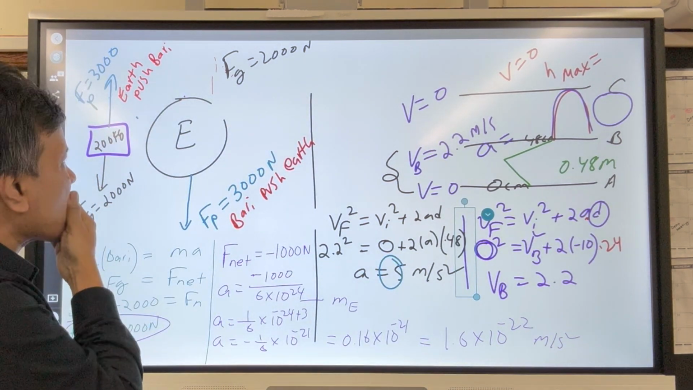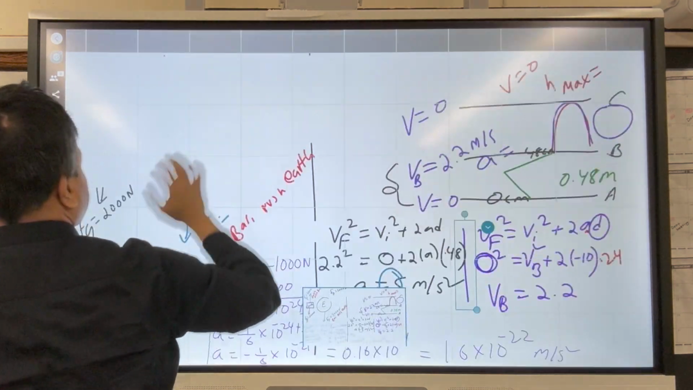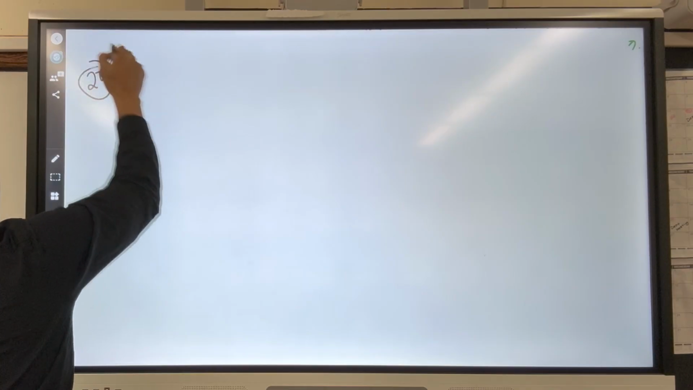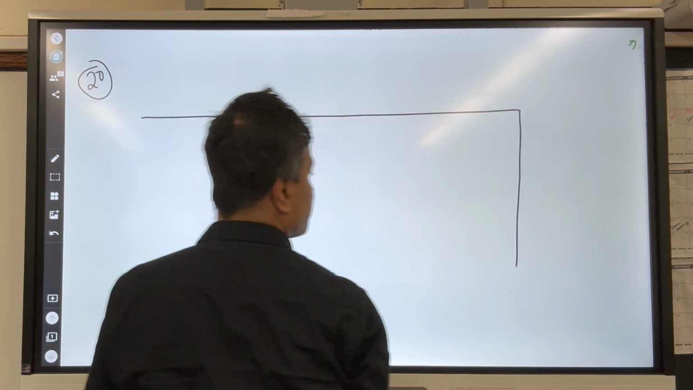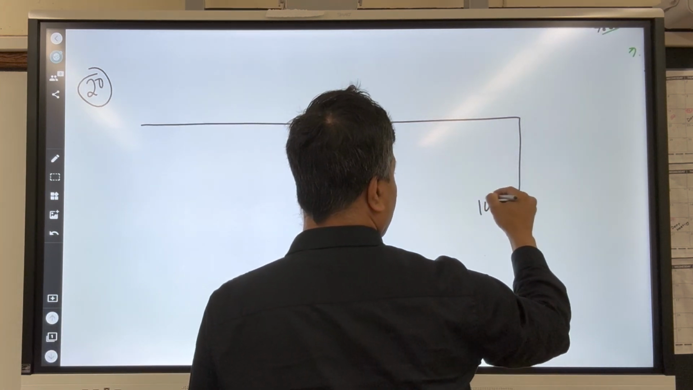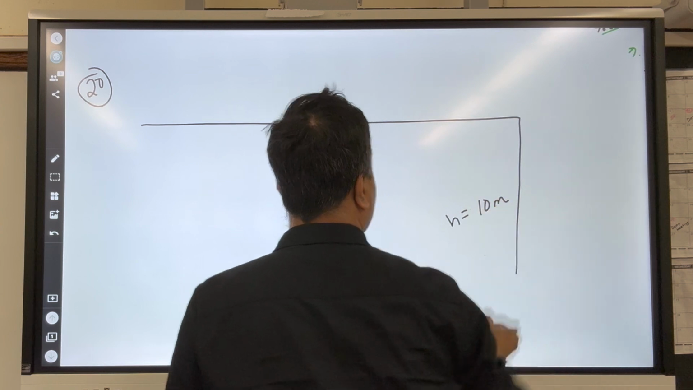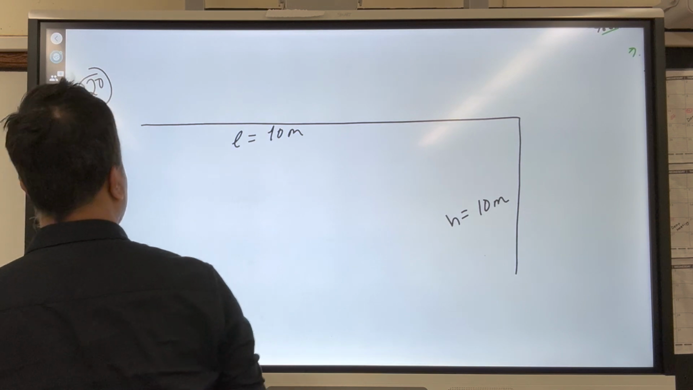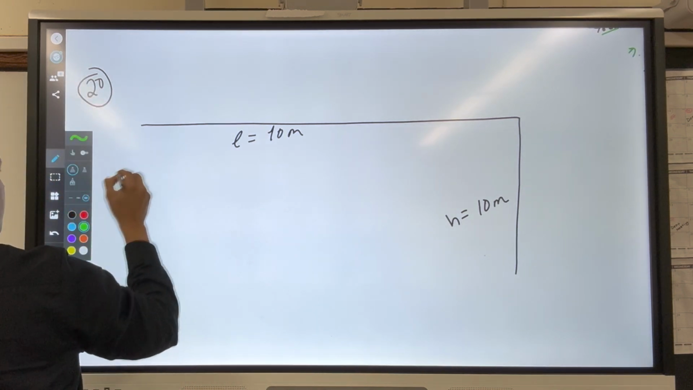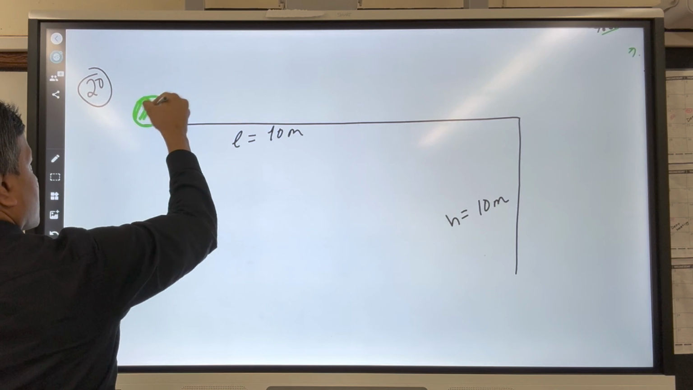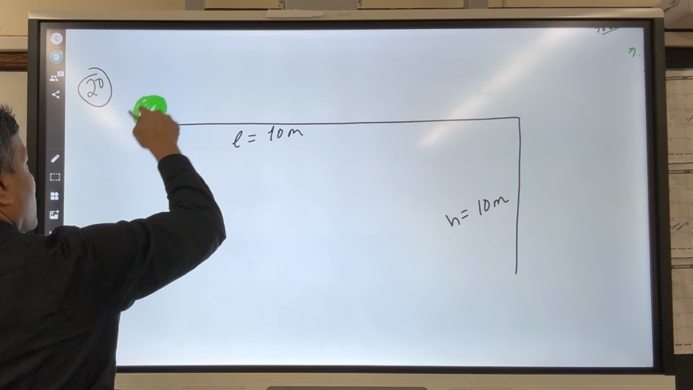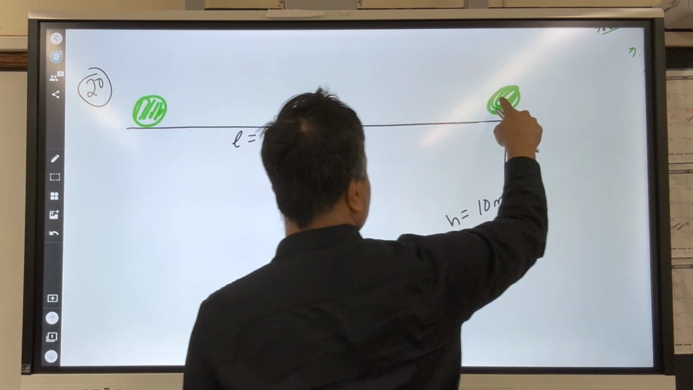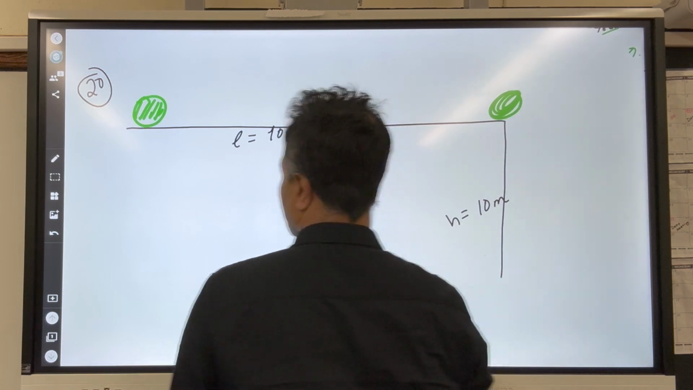Okay, now you have a long table which is 10 meters long and also 10 meters in length. You have a marble rolling from here to here, right? Okay, and the marble falls.